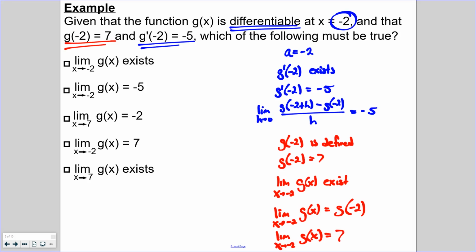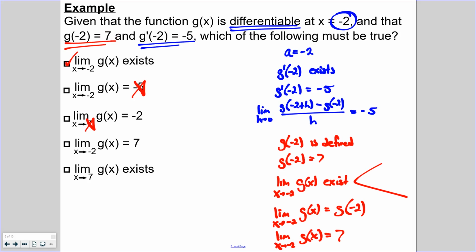All right, so now we can look at our answer choices. The first answer choice is the limit as x approaches negative 2 of g of x exists, and we have that. Woo! So check, check. The limit as x approaches negative 2 of g of x equals negative 5. They're trying to trick you with the negative 5 from the derivative, but that's not what the limit represents. Next up, the limit as x approaches 7, and right away there, 7 is what g equals. 7 is not our a value. We know our a value is negative 2.